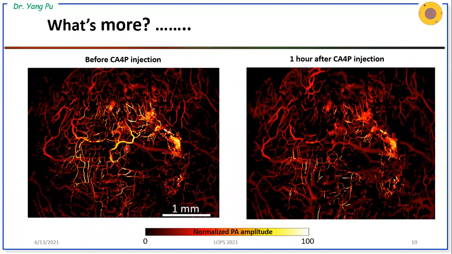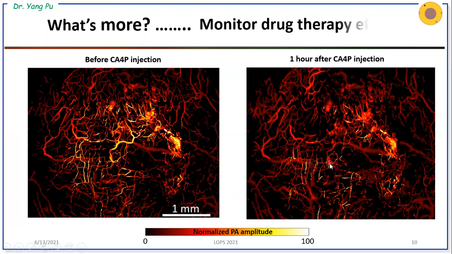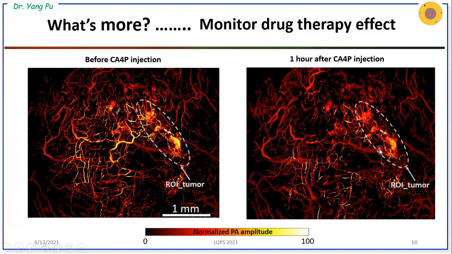After this, we inject the CF4P drug and image the post-injection mouse. Looking at the two different images, pre-injection and post-injection, we can have a direct impression of the drug therapy effect in the tumor region. The PA signal strength becomes weaker after drug injection. This is because the drug functions to shut down the blood vessels which provide oxygenated hemoglobin to the tumor.